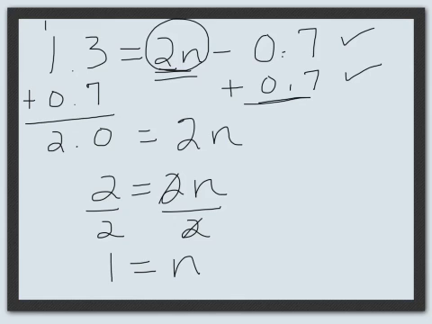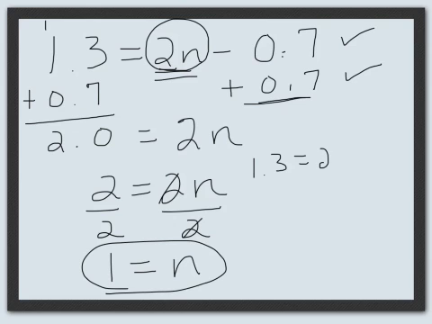And then the second step is to try to get the variable by itself. I had to get rid of the 2 times the n. The opposite of multiplication is division. My answer is n equals 1, and I can easily check that by subbing it back into the original equation.